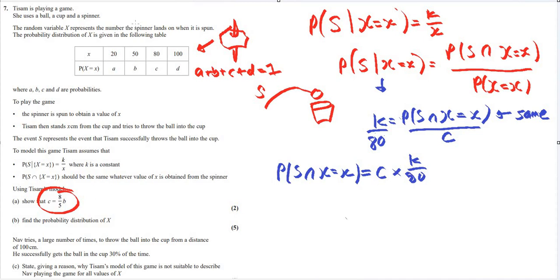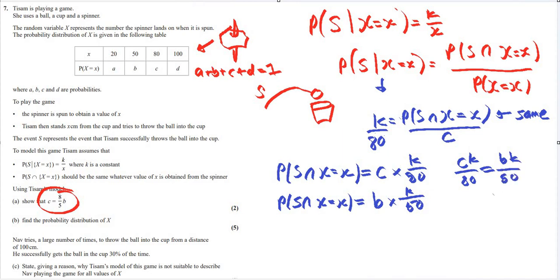Then the other part is when it's B. Again, the only thing that changes is that my C is going to be B, and my X is going to be 50. So if I do the same thing, P of S and X being equal to a certain value is going to be B times K, same constant, over 50. And these two things are the same because that's the condition I'm given. So that means that CK over 80 is equal to BK over 50.